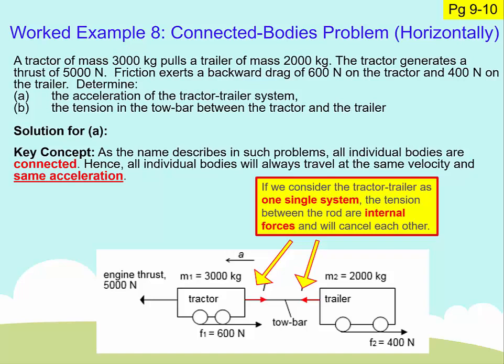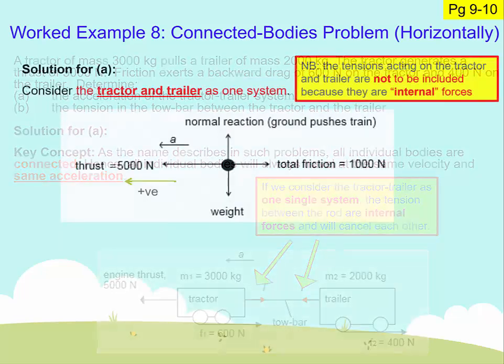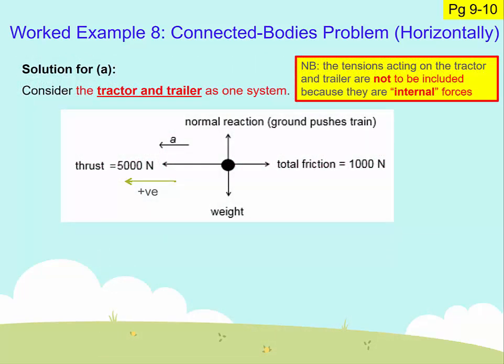The tension in the tow bar becomes an internal force. Okay? Because they act within each other. External forces must be from an external body. So since we consider them as one body, the tension becomes within the body. So they are internal forces. And you should not use them in F net equals ma.